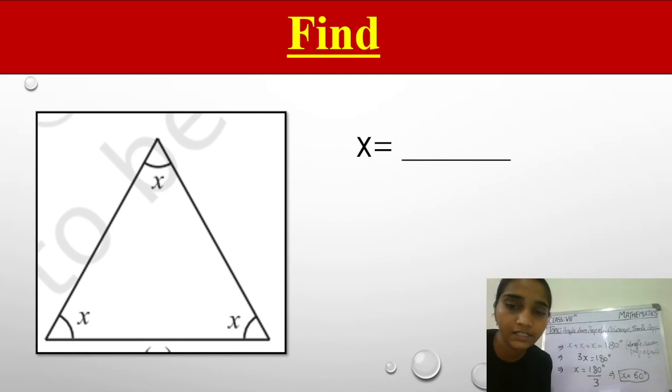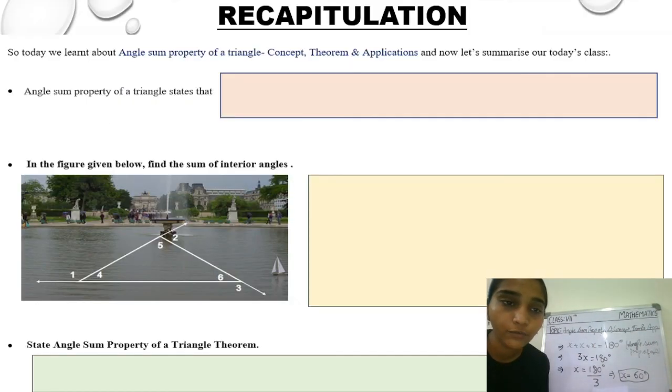So students, what have we discussed in our today's class? Yes, today we have learned about the angle sum property of a triangle, its concept with the theorem, what the theorem states, and also a few applications which we have seen. So students, now let's summarize our today's class with a few questions. What does the angle sum property of a triangle state? Yes, it states that the sum of the three angles of a triangle is equal to 180 degree.